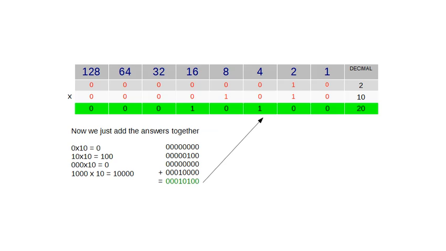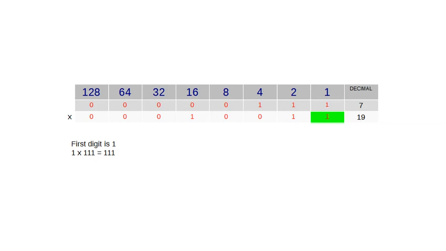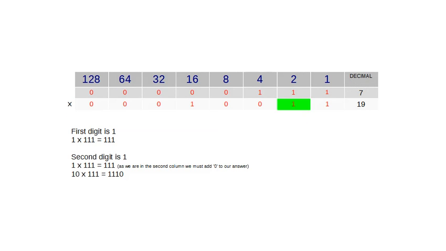So now that you've picked up the basics, I hope, we'll just move on to a more advanced example. So in this sum we're going to be looking at 7 times 19 or 19 times 7. When we're doing binary multiplication, again we always put the bigger number on the bottom. So the first digit is 1, so we say 1 times 111 equals 111. And as this is in the first column we don't need to add any zeros to our answer, so we just remember the 111. And then we move on to the second column and we say the second digit is 1, so 1 times 111 equals 111.